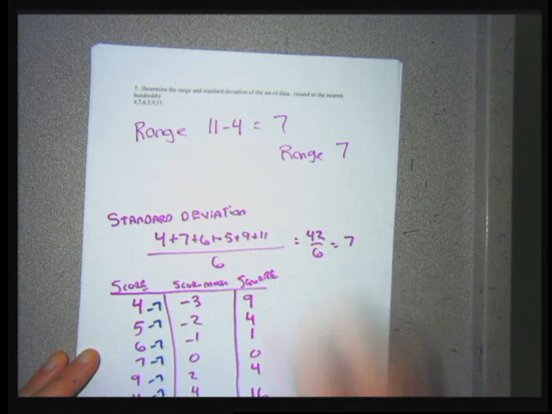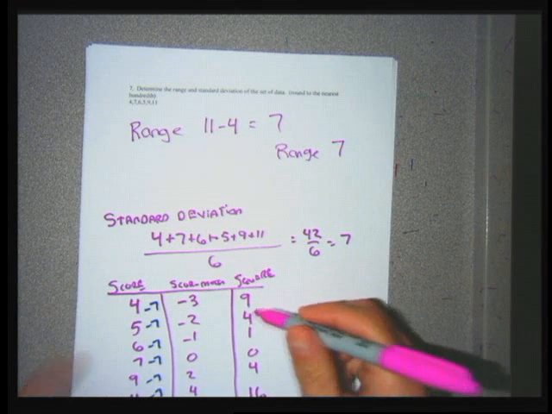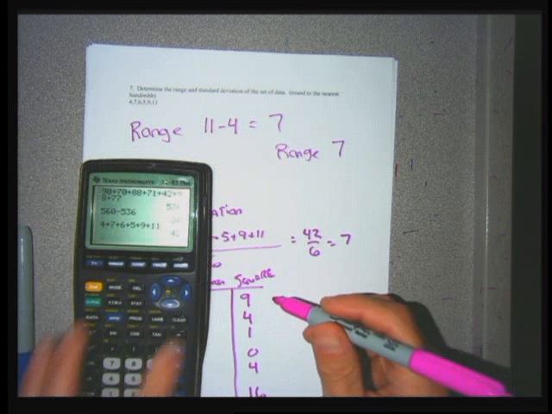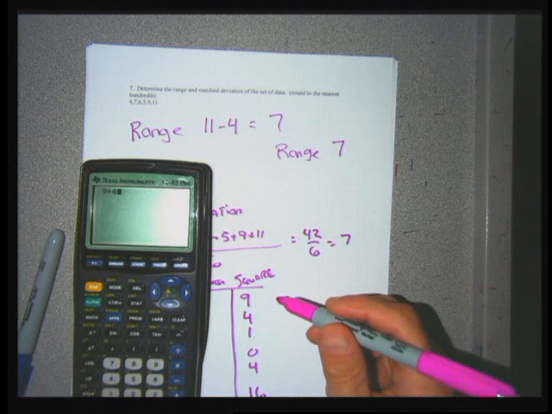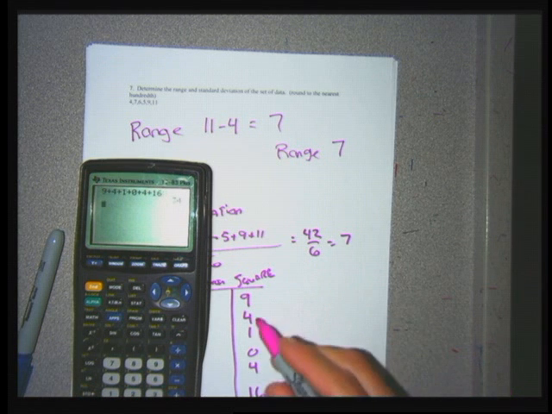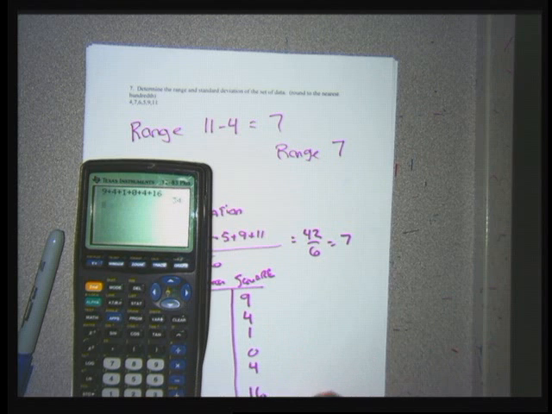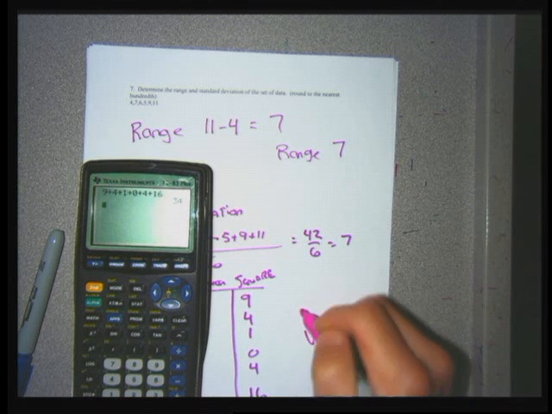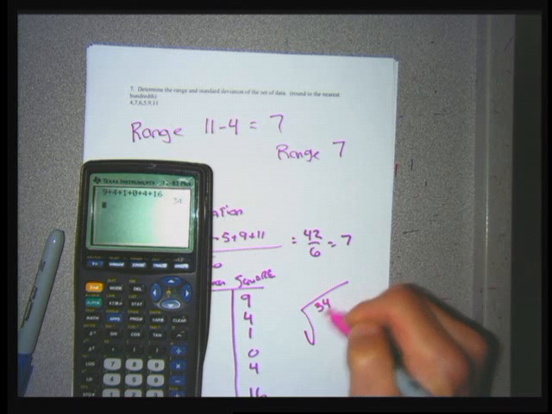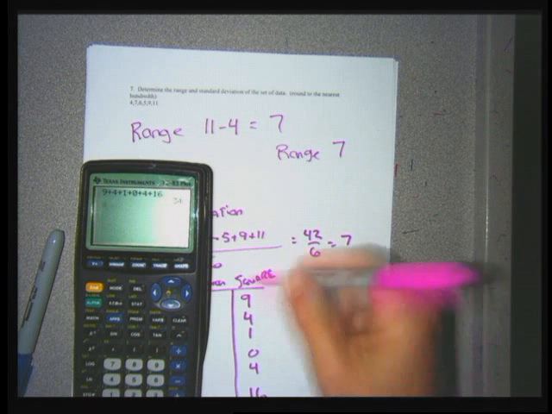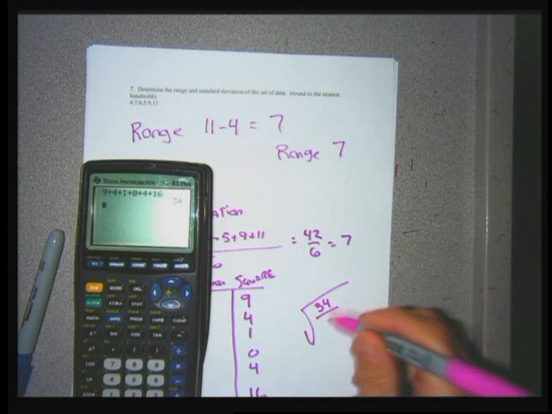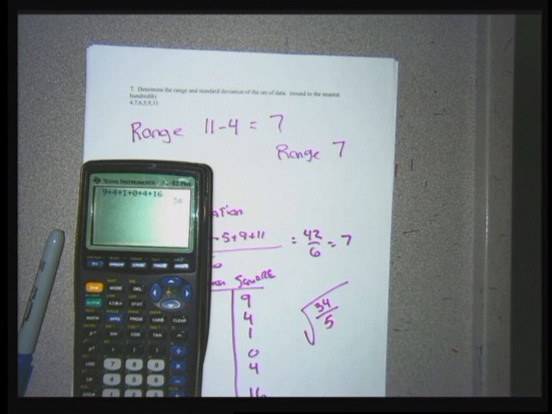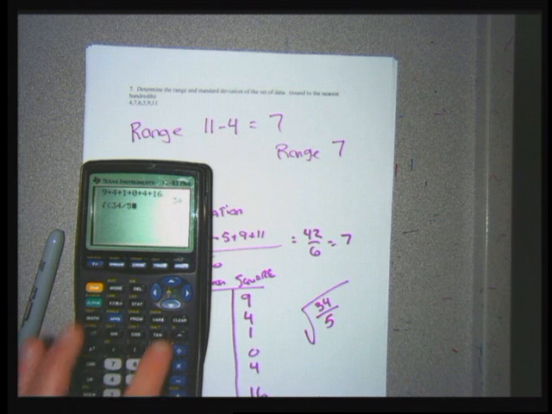Now I'm going to add all the squares up. 9 plus 4 plus 1 plus 0 plus 4 plus 9. Assuming I added these right, 13, 14, I get 34. The standard deviation is going to be the square root of that number, 34, divided by 1 less than the number of items in this column. And there's 6 numbers in this column. 6 minus 1 is 5. So I'm going to do the square root of 34 divided by 5.